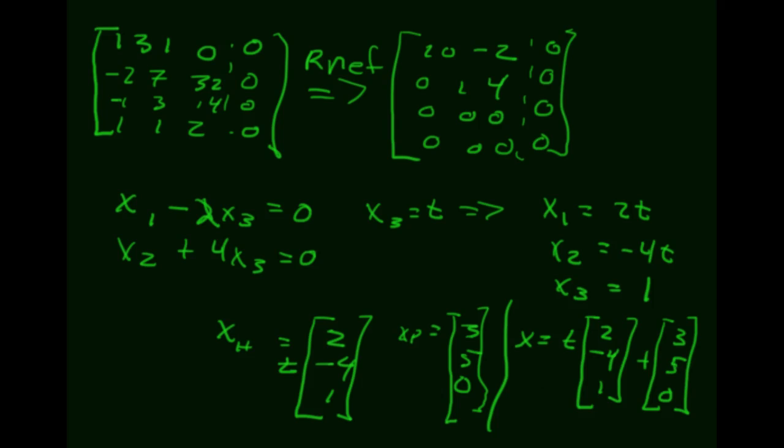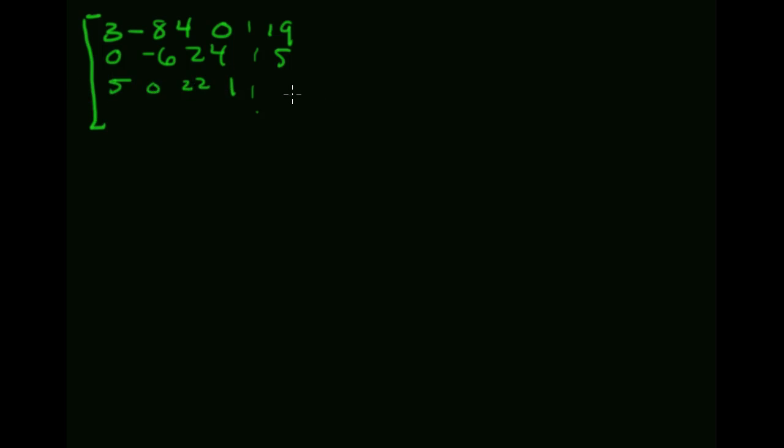So let's look at number 2. Alright, so the matrix that would work for number 2 is 3, negative 8, 4, 0, 19, 0, negative 6, 2, 4, 5, 5, 0, 22, 1, 29, and 1, negative 2, 2, 0, 8.